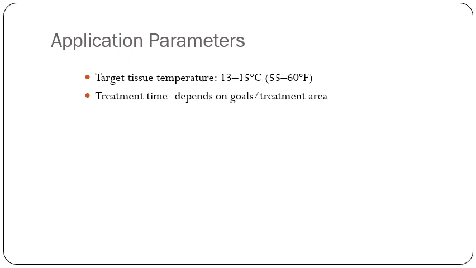Okay, so when we look at application parameters, and we'll certainly get more detailed on this in class as well, but just to give you some ideas. So we look to get a target tissue temperature somewhere in the range of 55 to 60 degrees, and that will kind of create your effects.